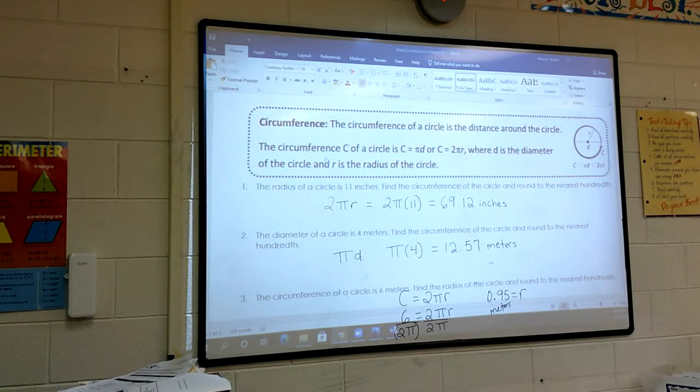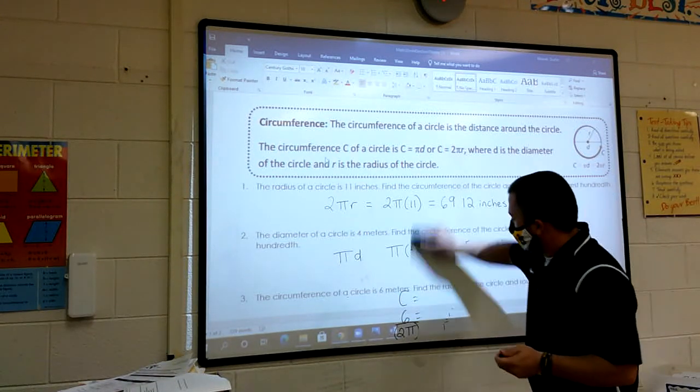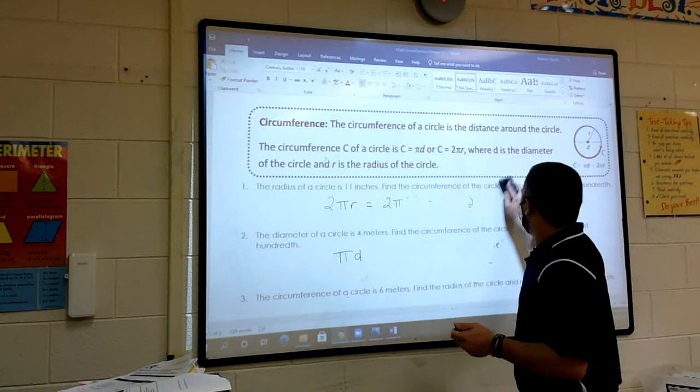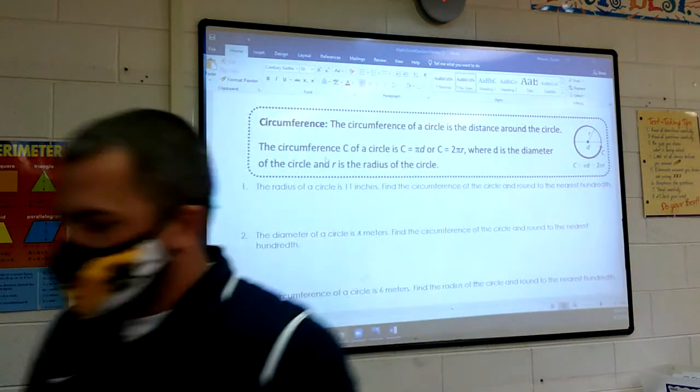So 6 divided by 2 pi is right there. And if you're using Desmos, it sets it up for you as a fraction, which is nice. So there's 1, 2, and 3. All those come from circumference and the radius and diameter. So those are things that we should have solved before. So I'm now going to erase, and we'll move down to the next set of questions.